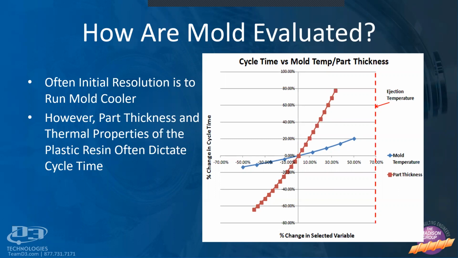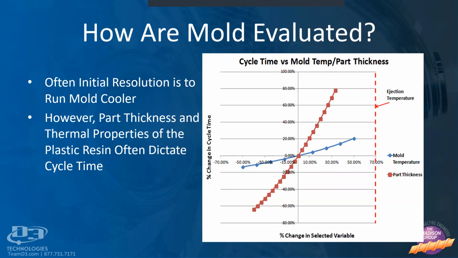However, we've just done some studies where we look at cycle time change versus the mold temperature or influencing the part thickness of our part. And what we can see here is that while yes, as with the blue line, as we run a colder mold temperature, we can get reductions in cycle time. Really, if we're looking to optimize our cycle time, we should start looking at our part design and our wall thickness more than just running the mold cooler. So we're not going to see as big of a bang for the buck just by running the mold colder.